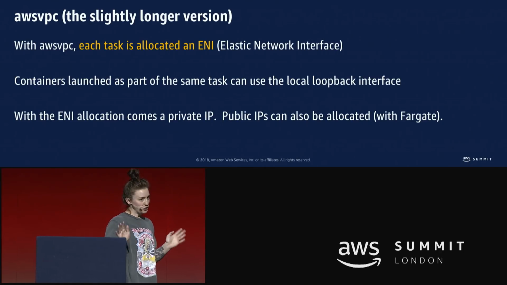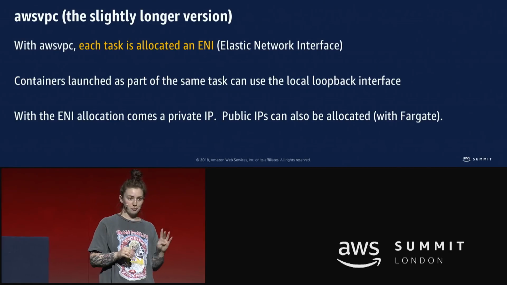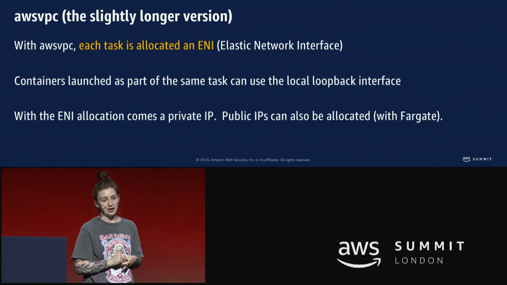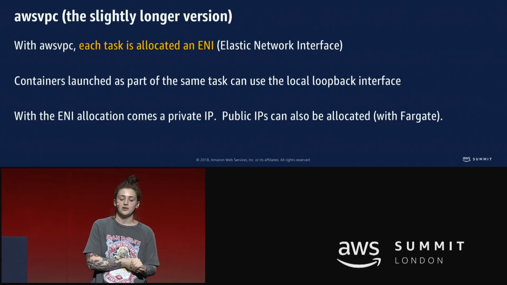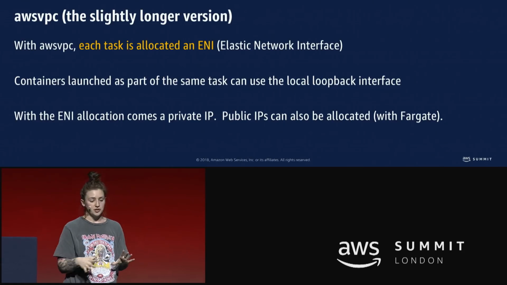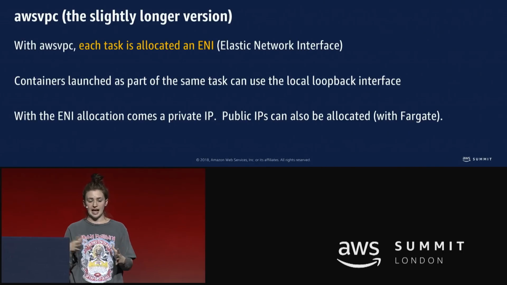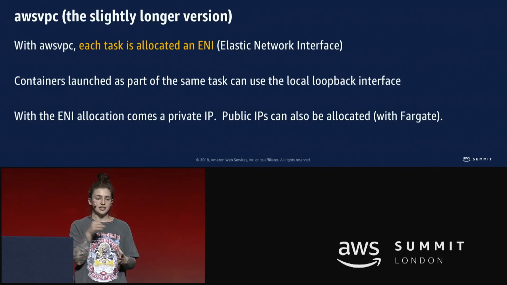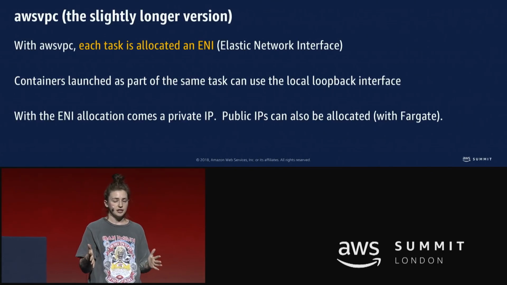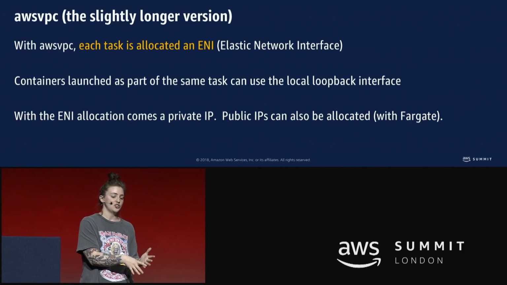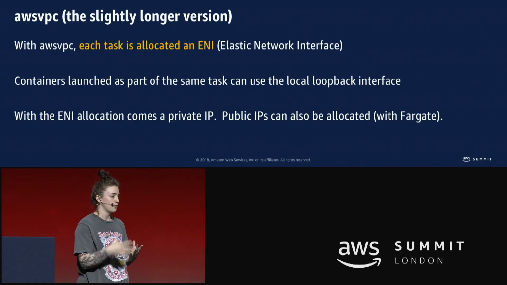So the good news is that there's now a fourth type that we made because we didn't like the other three. So we made our own. And this one is AWS VPC. The way this works is that with AWS VPC, each task is allocated an ENI, an elastic networking interface. So containers that are launched as part of the same task can still continue using that local loopback. And with that ENI allocation comes a private IP, or if you're using Fargate, you can use the public IP if you want also.